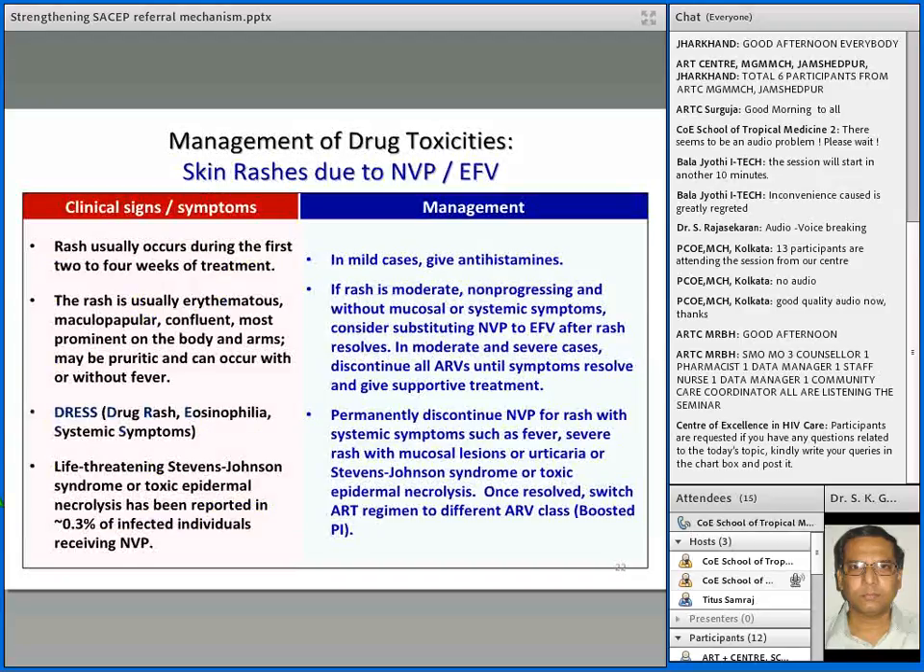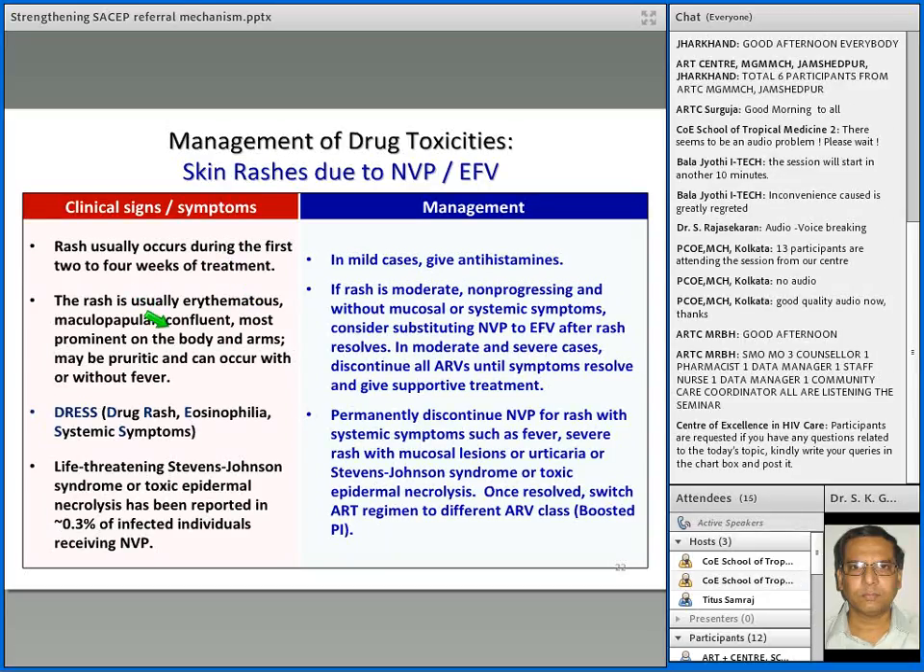The common toxicities that we encounter in the SACEP are the rashes. I have already discussed a little bit about that. So this is the protocol in our program for management of drug toxicities, and commonly they are due to either nevirapine or efavirenz. If you look at the symptoms and signs, the rash usually occurs during the first 2 to 4 weeks of treatment initiation. As you know, with nevirapine we start initially with a lead-in dose of 200 mg once a day, and if there is no rash or hepatitis, then we move on to 200 mg BD from day 15 onwards. The typical NNRTI rash is usually an erythematous, maculopapular or morbilliform rash.